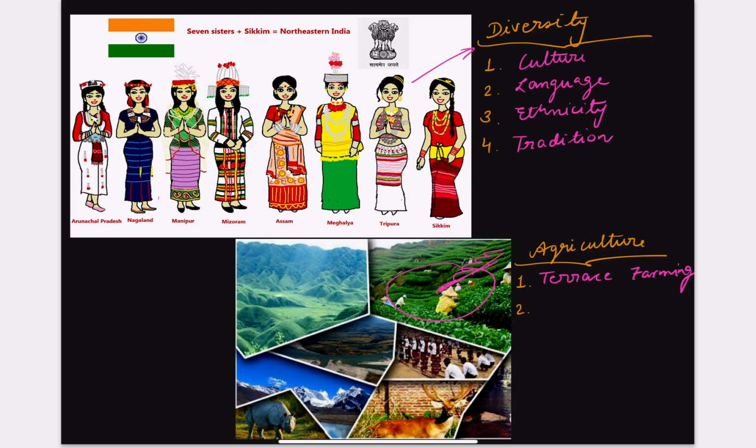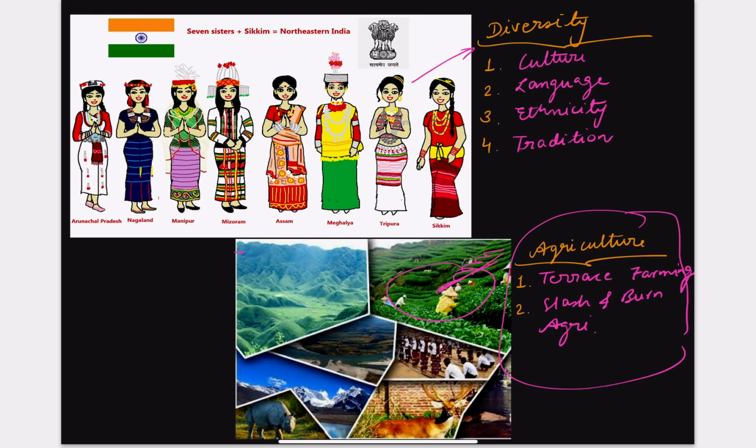Okay, and there is also slash and burn agriculture. Since Northeast India hosts many of the dense forests of India, people there, for agriculture purposes, just cut down the trees, burn them, and then use the land for some time. Then they leave it and move forward, and again slash and burn, and then leave it and move forward again. This is the method of agriculture adopted in Northeast India.